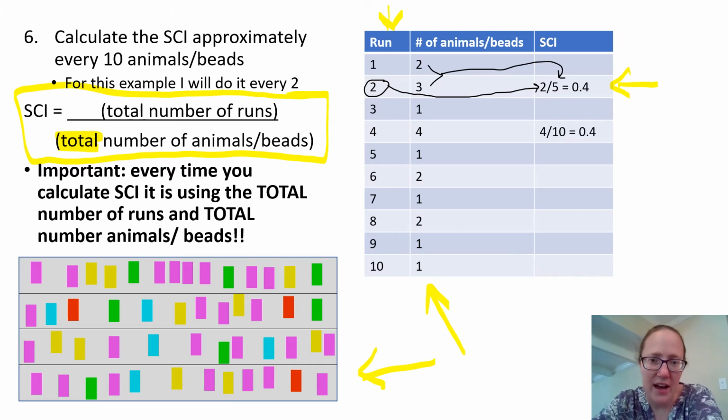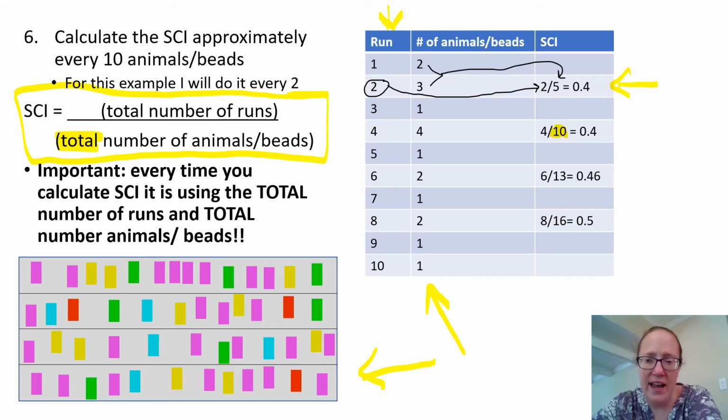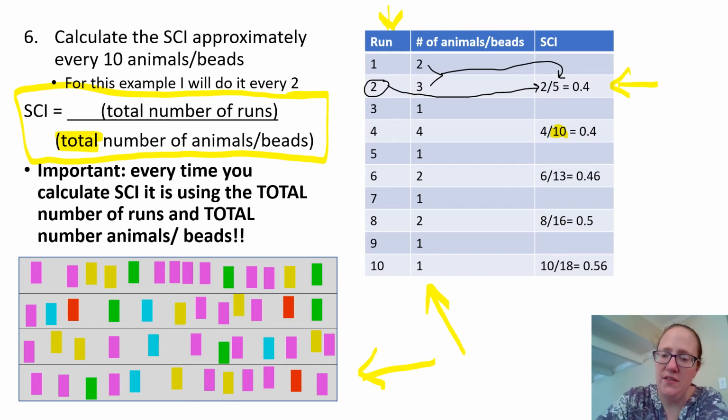Then, a couple down, we now are at run 4, and we've had a total of 10 organisms. 2 plus 3 plus 1 plus 4. This is really important that you use the total organisms here. So that bottom number should keep getting bigger as you increase the number of animals that you're looking at. Then in this case, at run 6, I had 13 animals total. At run 8, I had 16 animals total. At run 10, I had 18 animals total. So every time you do the division, you're going to get a decimal that looks like this.